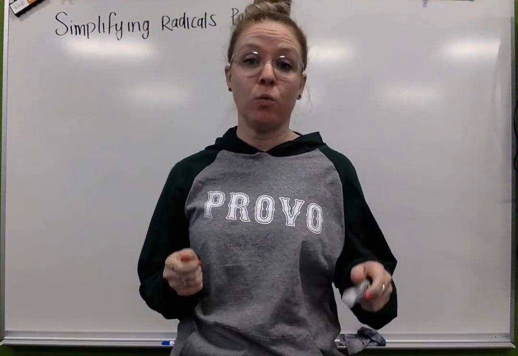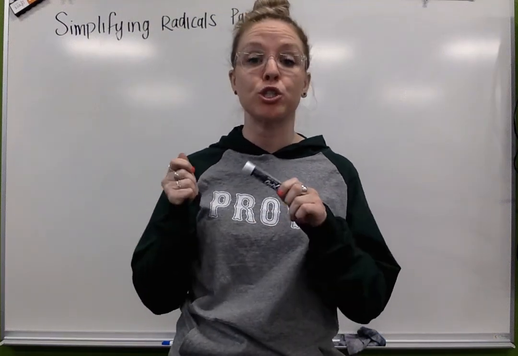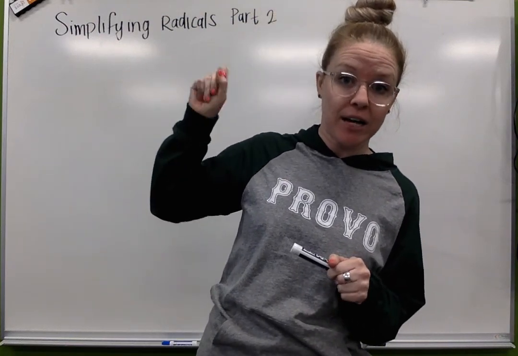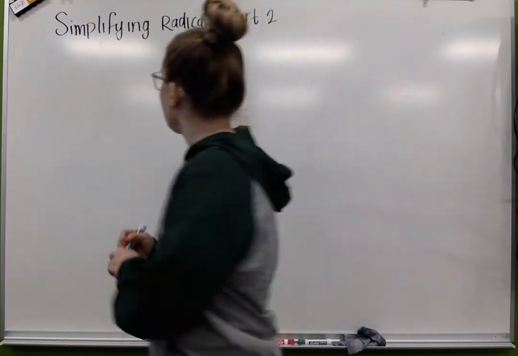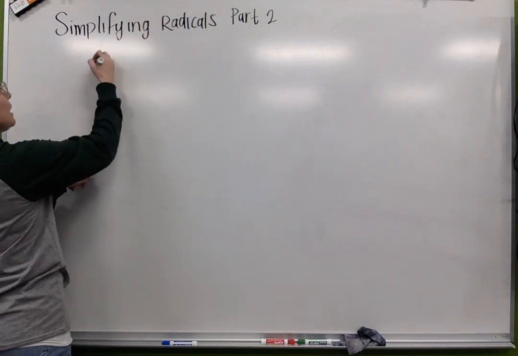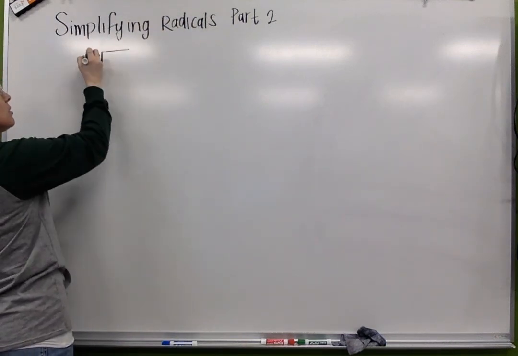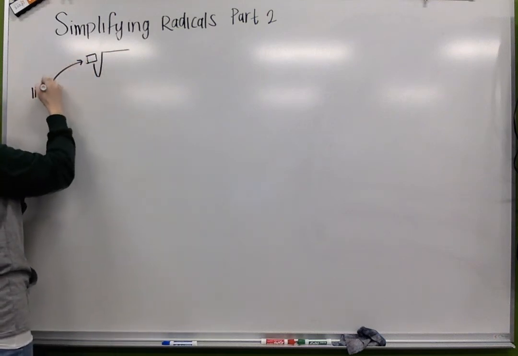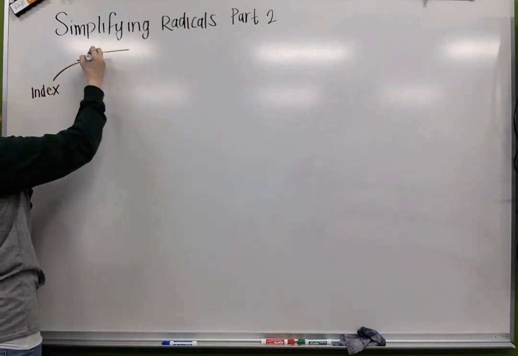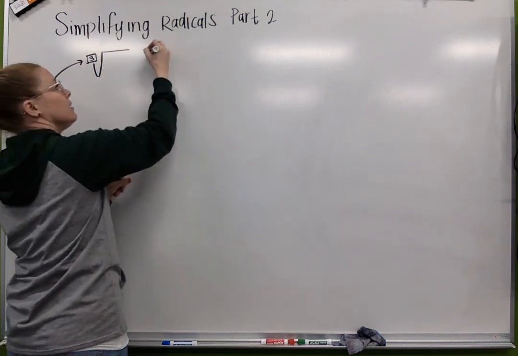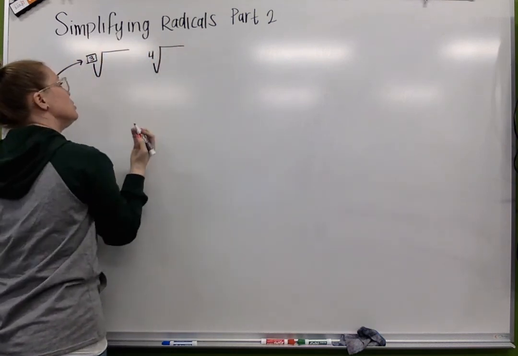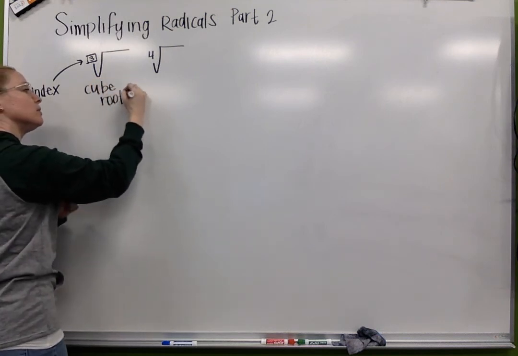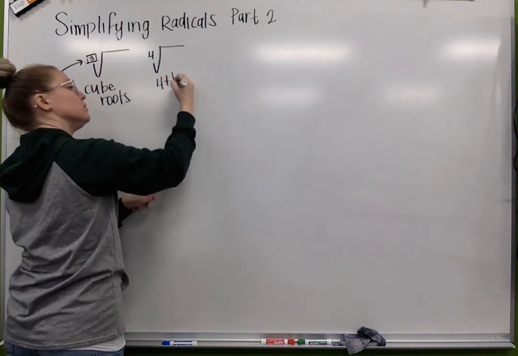In our last video, we were simplifying radicals that were square roots, so the index was 2. So now we're going to be simplifying radicals part 2. What we're going to be dealing with today is my radicals, my number out front here. Remember we called this an index. The numbers we're going to deal with today are 3 and 4. So really what we're looking at are cube roots and fourth roots.